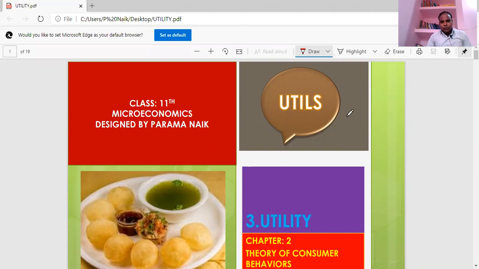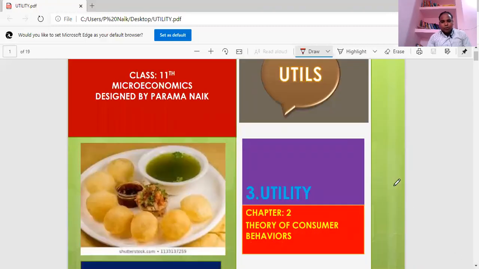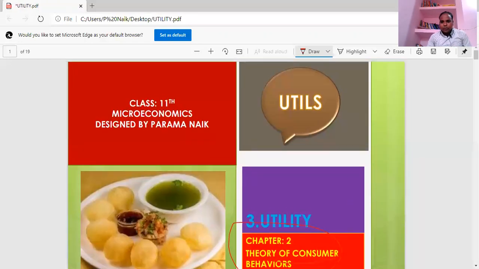Today we'll discuss utility, chapter number 2, your NCERT book from microeconomics, class 11th commerce. Chapter number 2, theory of consumer behavior. We'll discuss this one and how from utility we'll get utils.